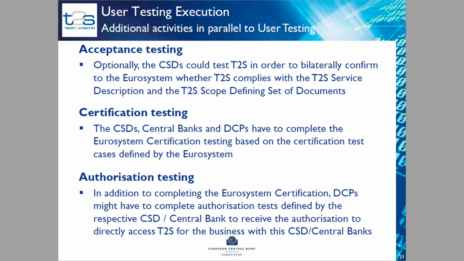Certification testing also takes place in parallel to the bilateral interoperability testing in the case of the CSD and Central Bank, and in parallel to community testing when it refers to the directly connected participants. The scope of these certification tests will be quite limited. It's to give the confidence that the interaction between the CSD, central banks or the TCP's internal systems and T2S is actually properly functioning. This is the scope of the certification testing.